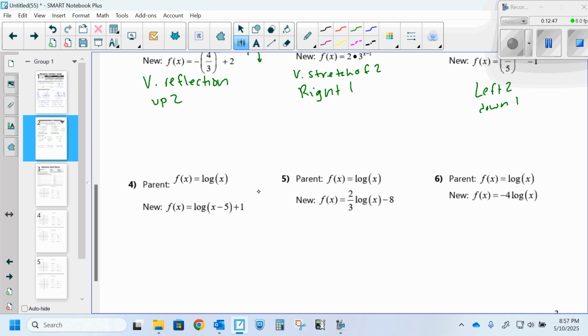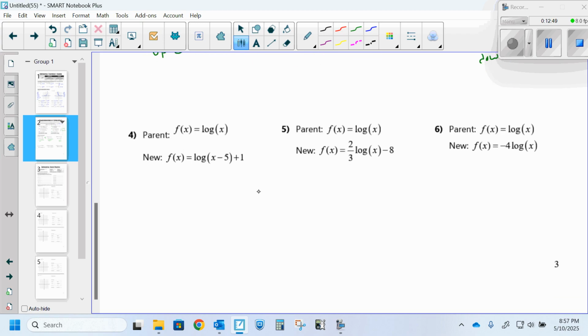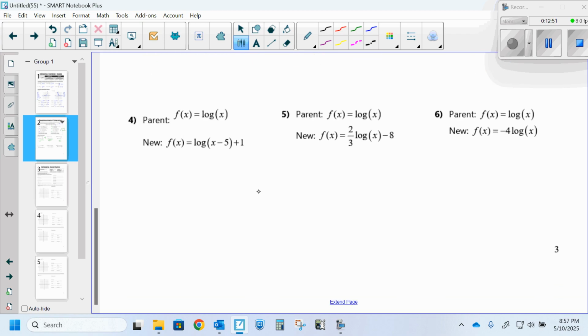Okay, now here's a function you've never seen before, and this is what we're going to learn in this unit. This is called exponential and logarithms. Log is short for logarithms. It doesn't really matter. If I called the function Bob of x, you should be able to tell me what the transformations are. This is right 5, because it's inside the parentheses, so it's right 5, up 1. You don't even need to know what the log is yet.